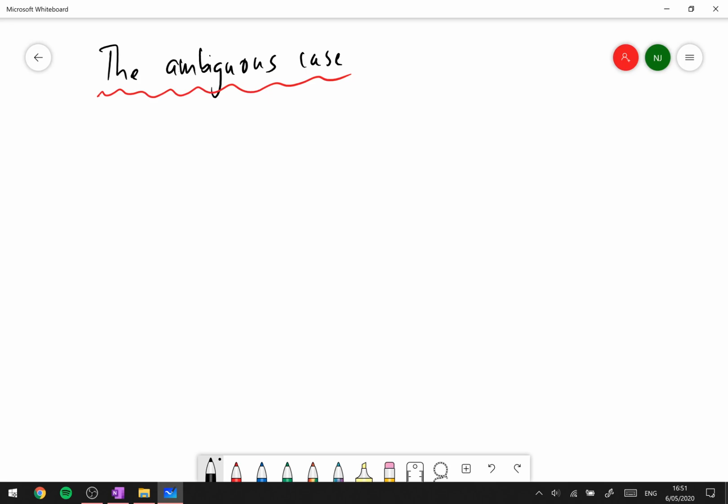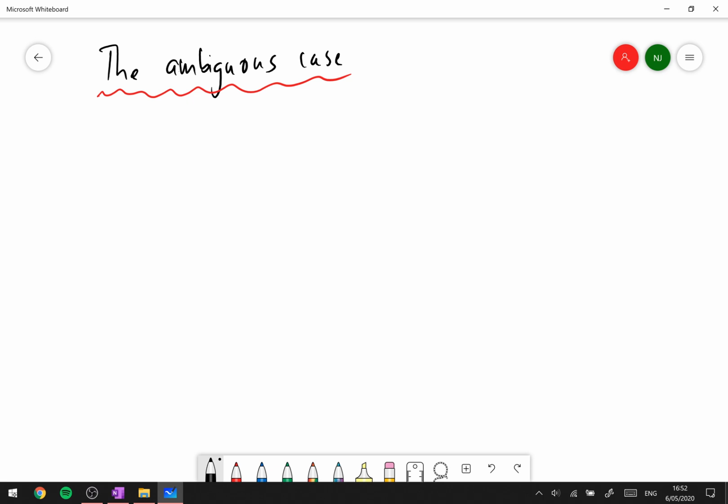The ambiguous case. Now, the Sine Rule comes with its problems. One of the problems is that sometimes, if you've been given the dimensions of a triangle, you can actually create more than one triangle based on the info that you've been given. And instead of writing out any notes for this, because it's basically just applying rules, I'm just going to show you an example of this.